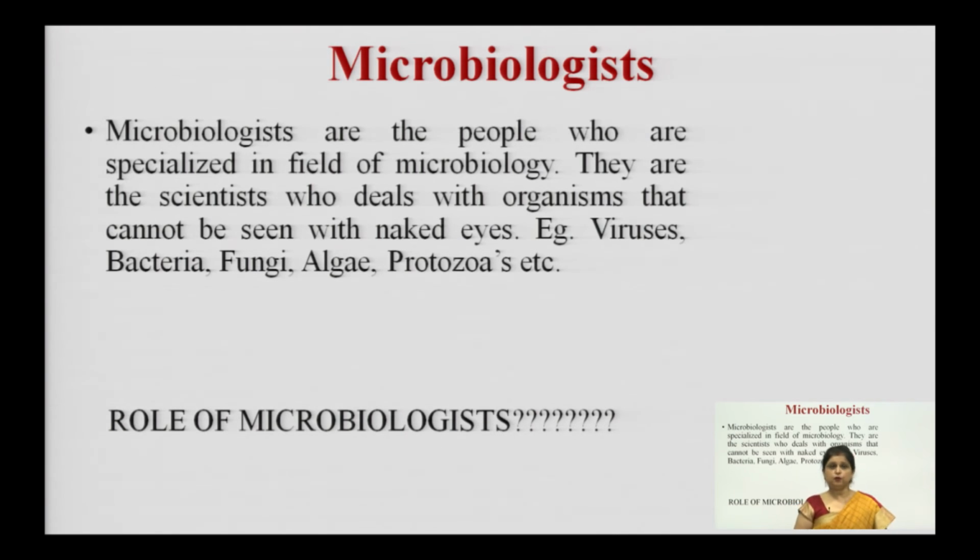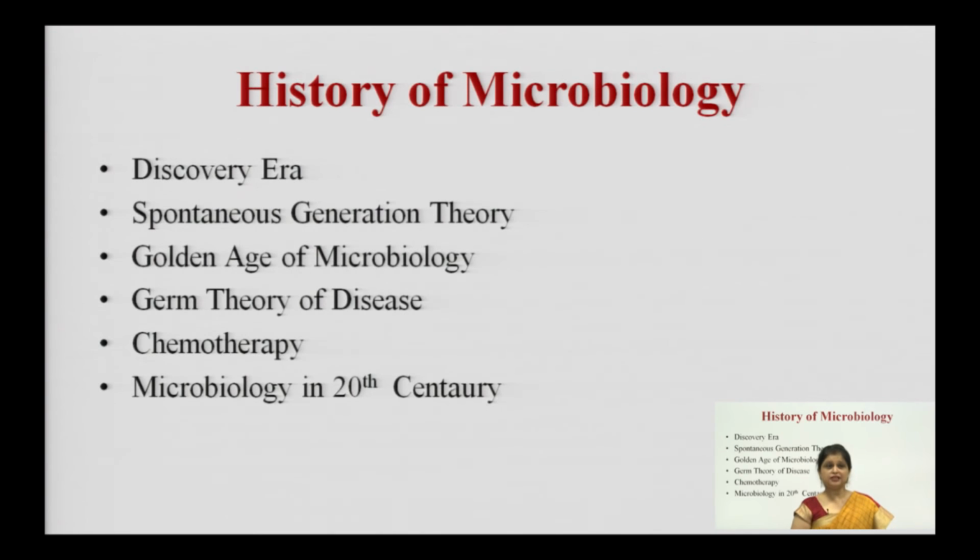So, if we move towards the history part, before starting with the history, we need to know the role of microbiologists, and how they work with those organisms. Moving towards history, we have to divide the whole history into 6 parts. First comes the discovery era, second the spontaneous generation theory, third the golden age of microbiology, fourth the germ theory of disease, after that the chemotherapeutic age, and microbiology in the 20th and 21st century.